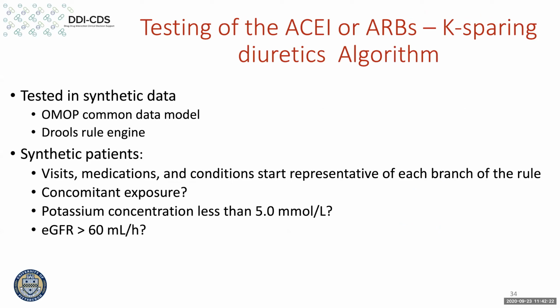So this repeats a little bit of that information and also breaks down the patients that were loaded into the common data model. Again, these are generated patient records, totally synthesized. So these were patients that would have potassium concentration greater than or less than the 5 millimole per liter that you just heard described. And then also, depending on the criteria, if they had an eGFR greater than or less than 60 milliliters per minute. Go ahead, next slide, please.